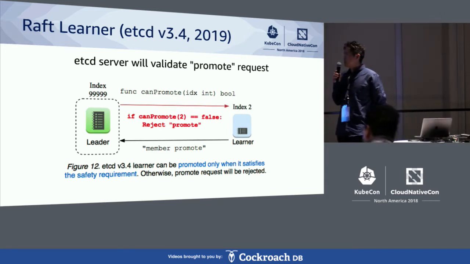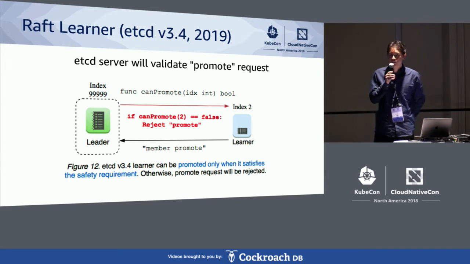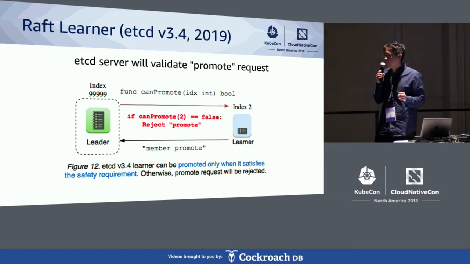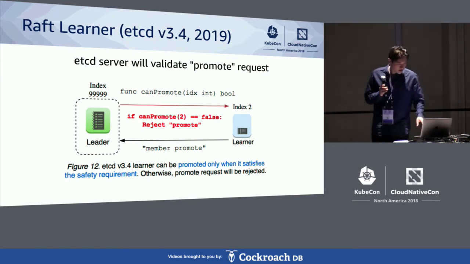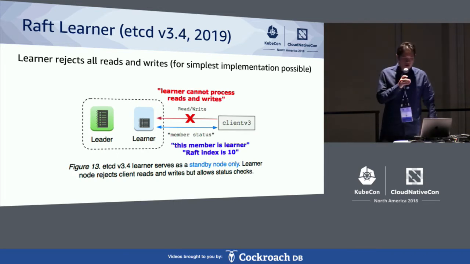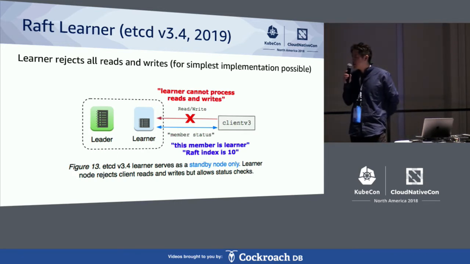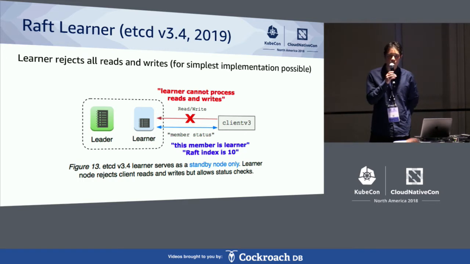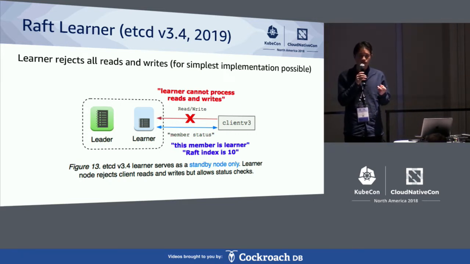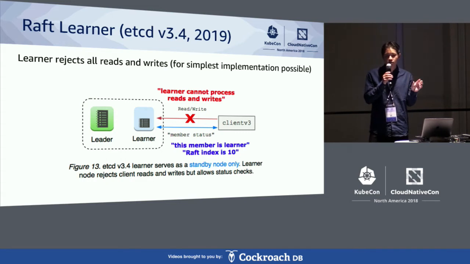For safety checks, the etcd server will validate the promote request. Let's say the learner node has not caught up to the leader's log yet and is still behind. In that case, the etcd server rejects the promote request. And to simplify the initial implementation, the learner has only a limited set of features. You cannot transfer leadership to the learner node, and you cannot request reads or writes from the learner node. It is only meant to serve as a standby node.